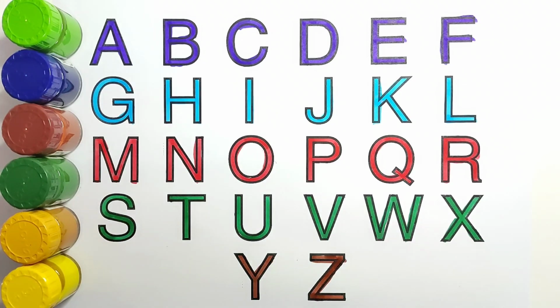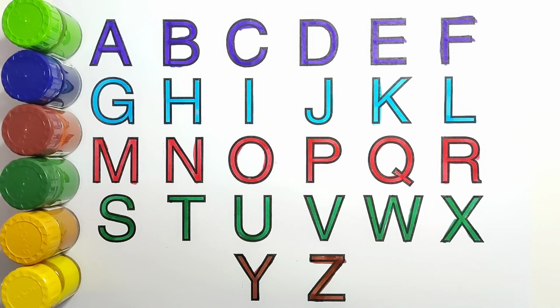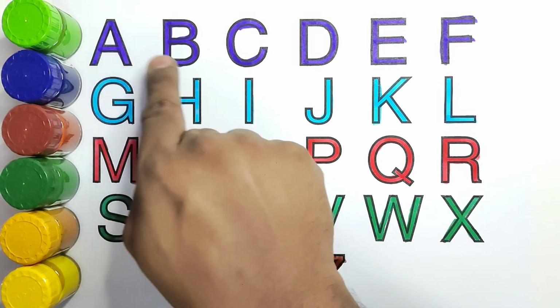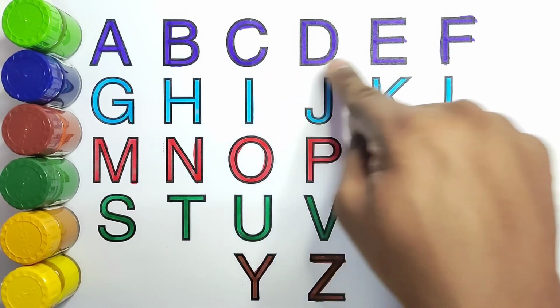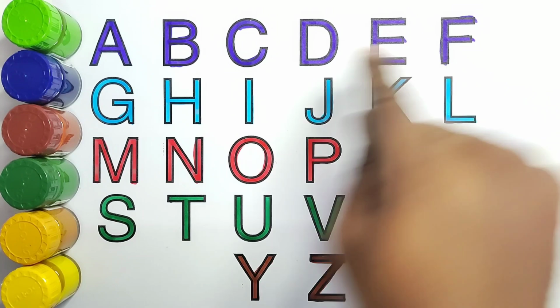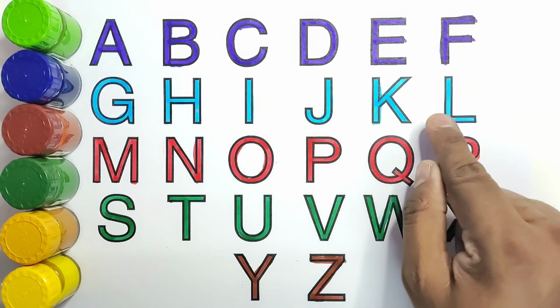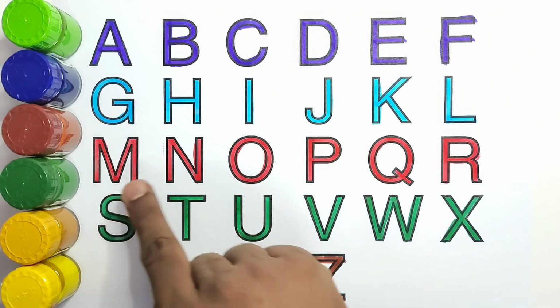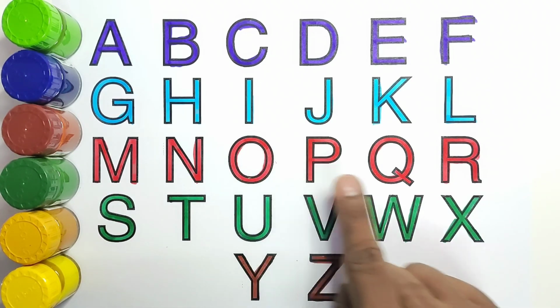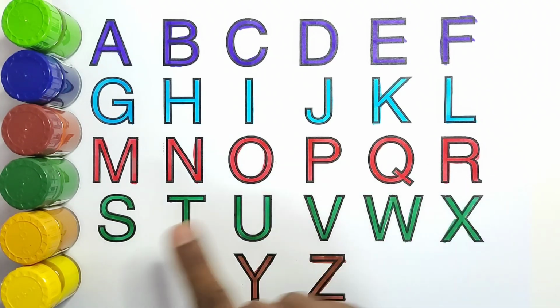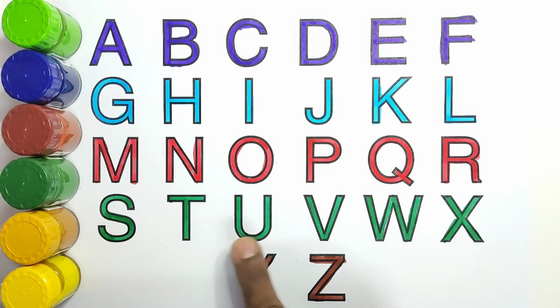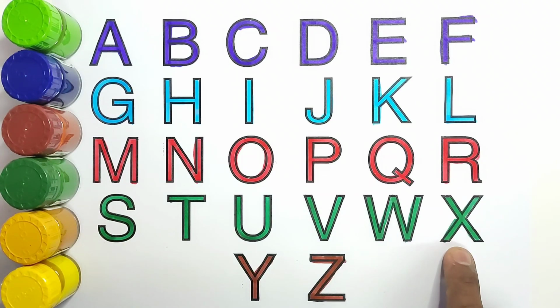Thank you kids for coloring all these letters with me. Let us read one by one. A, B, C, D, E, F, G, H, I, J, K, L, M, N, O, P, Q, R, S, T, U, V, W, X, Y, Z.